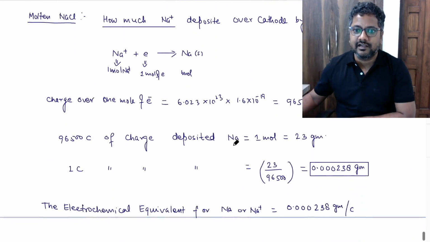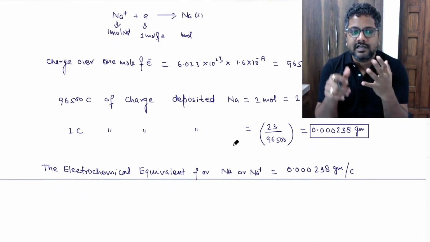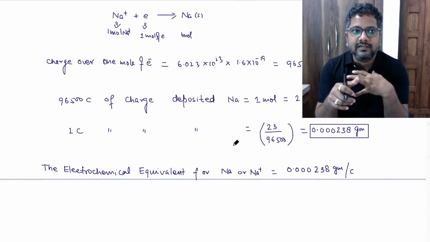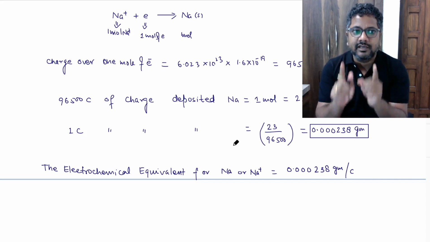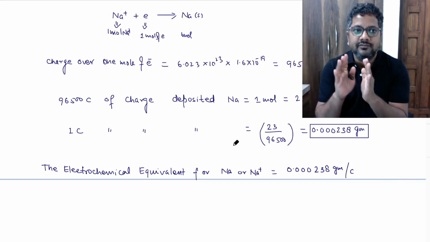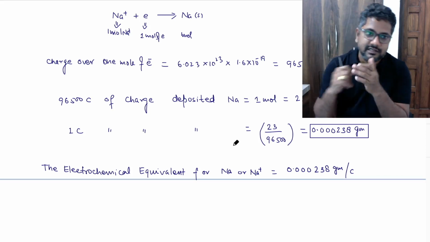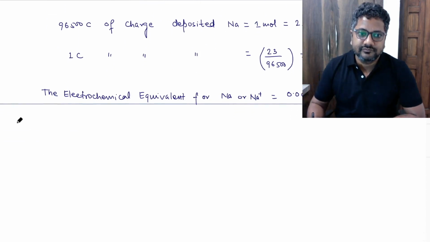Now come to the second law. In the first law you have learned about Faraday's first law and the concept of electrochemical equivalent. Remember the words electrochemical equivalent. It is the mass of any species deposited by 1 coulomb of charge. How much charge? 1 coulomb of charge. Okay. Now come to the second law.